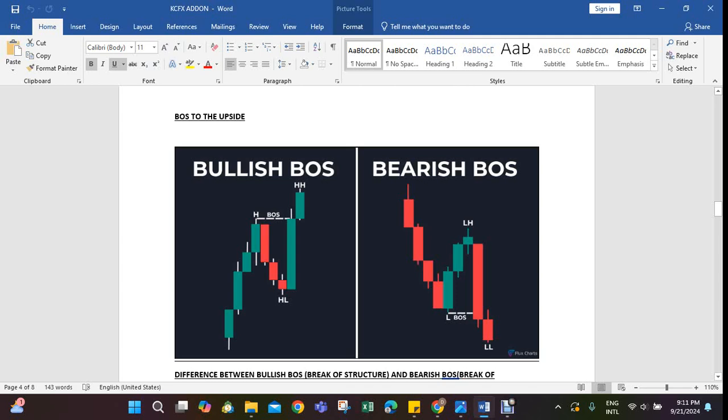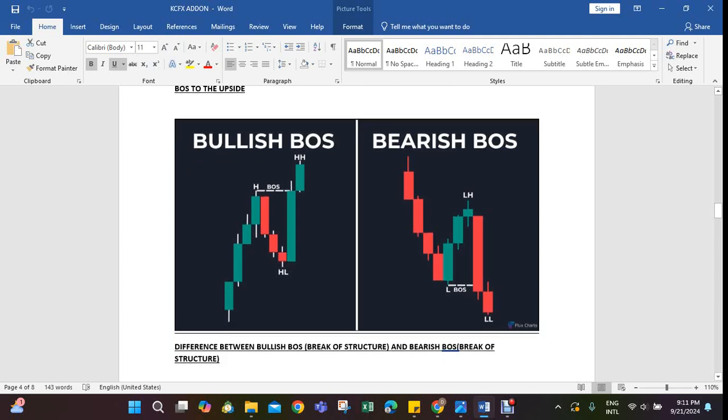On the bearish side, you can see what happened. You had a lower high. It came down, broke the previous lower low, and now you have a new lower low. So break of structure happens when it surpasses the previous higher high or lower low to create a newer higher high or a newer lower low. That's just the concept, the difference between a bullish BOS and a bearish one.